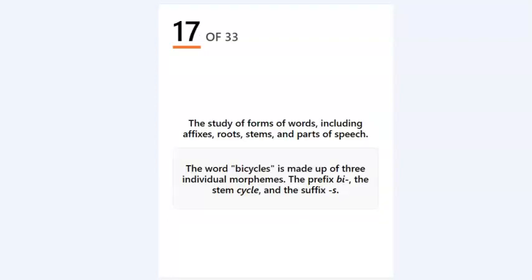Morphology. The study of forms of words, including affixes, roots, stems, and parts of speech. The word bicycles is made up of 3 individual morphemes: the prefix bi, the stem cycle, and the suffix s.